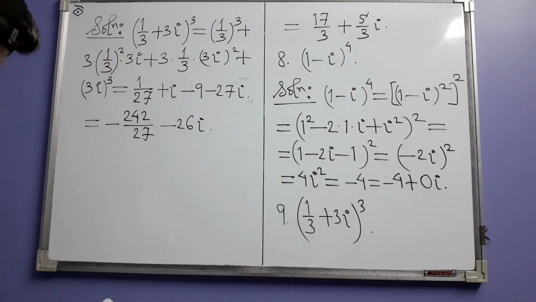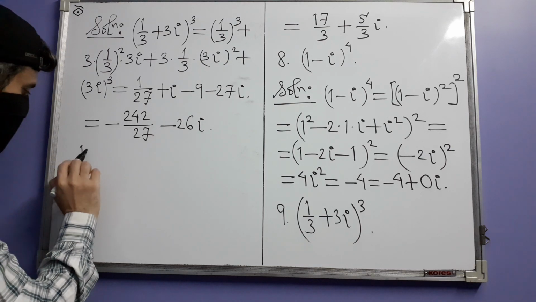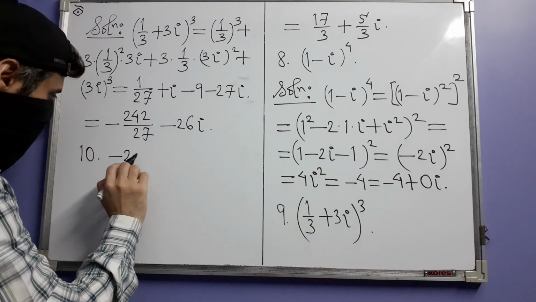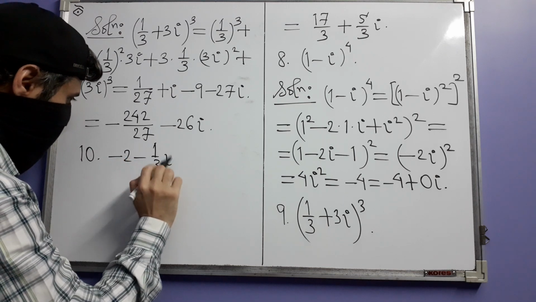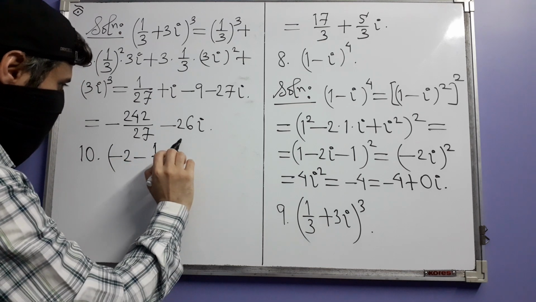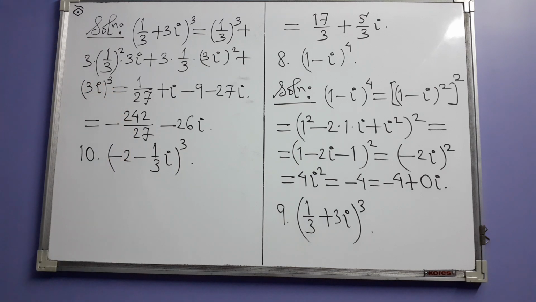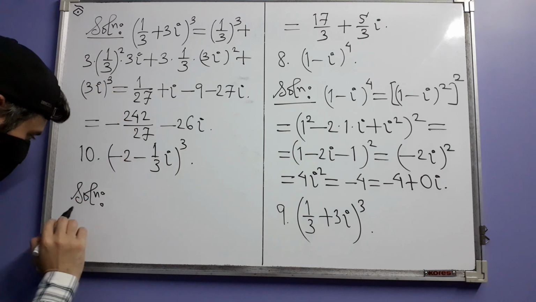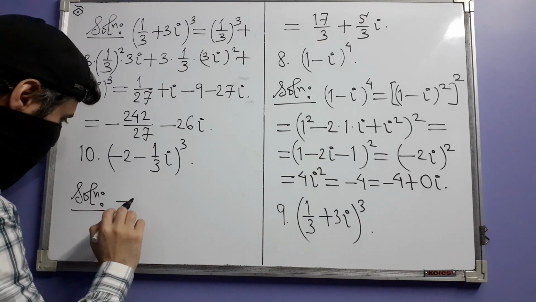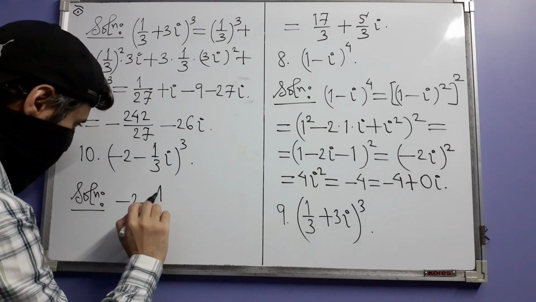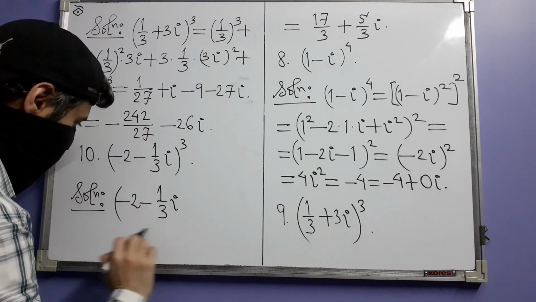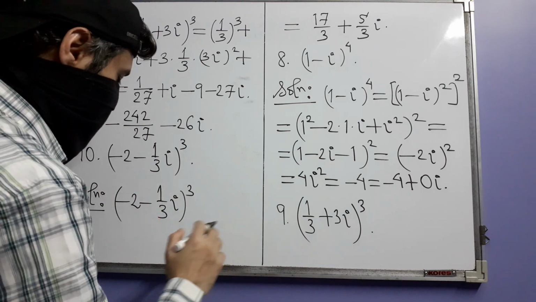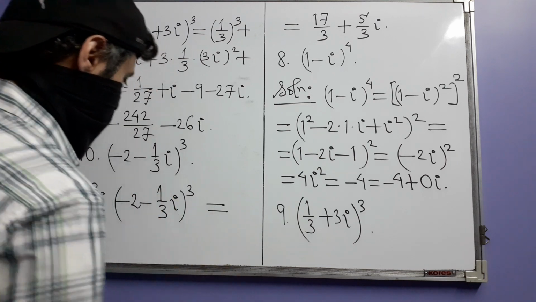And there is another one like this, 10. This one is minus 2 minus 1 over 3i whole cube. To simplify it slightly, what you can do is first of all take the minus outside, because there is a cube, so it will be there, the minus won't vanish.